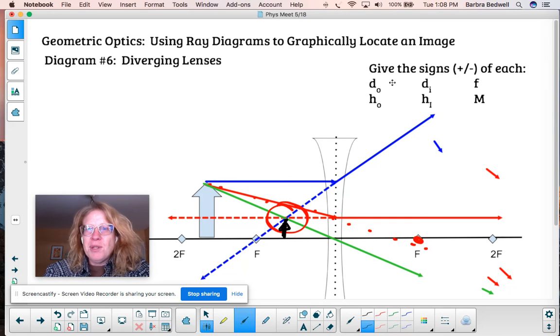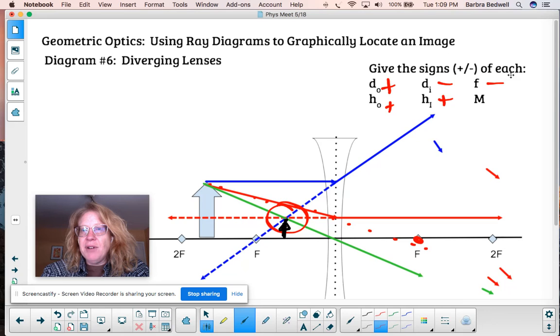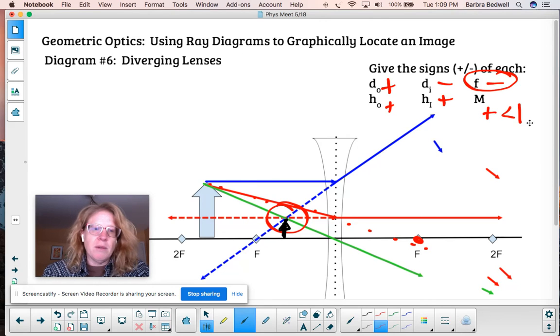So for this one, our signs, DO and HO, again, are always positive. So we're good there. DI, this is a virtual image. Therefore, it is a negative distance to the image. Again, virtual means negative. HI, it is upright, so it's positive because it is upright. Our focal point for this one now, this is a diverging lens. So please make sure that when you're using a diverging lens, you give it a negative focal length. And then for M, it's upright, so positive, and it's smaller, so it's less than 1.